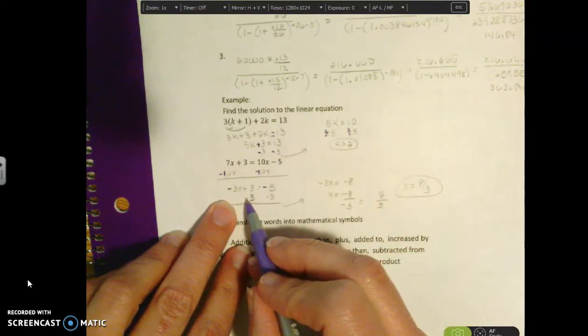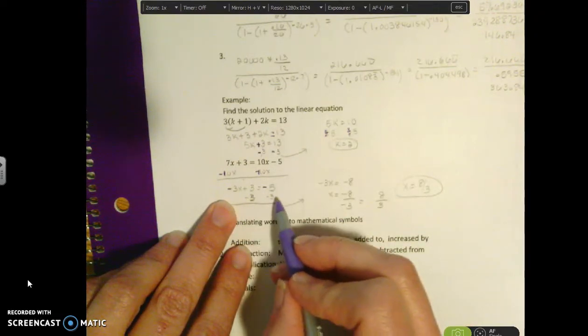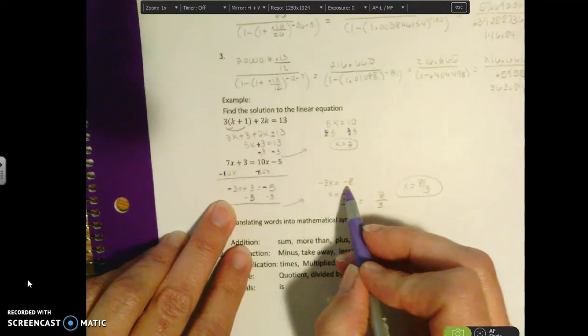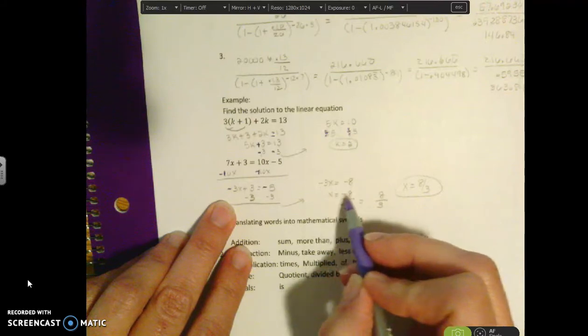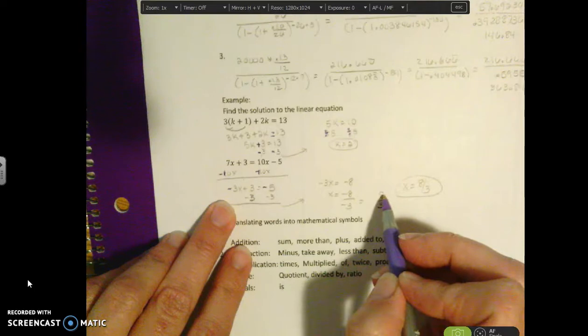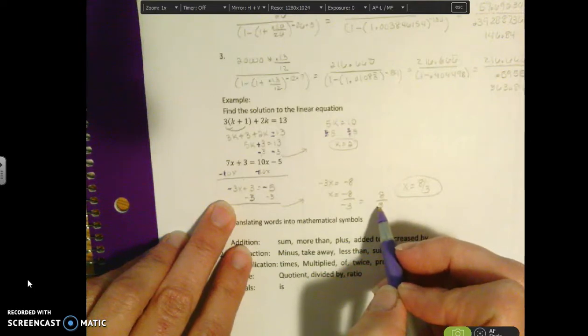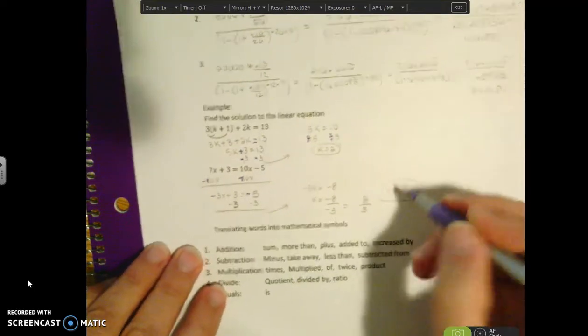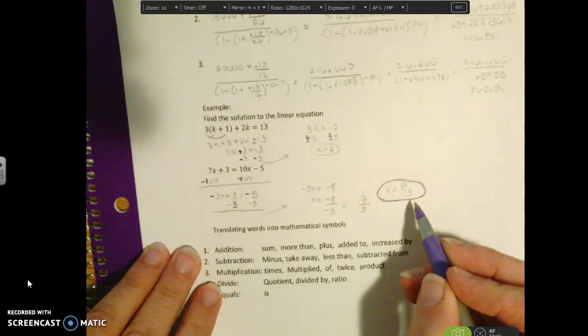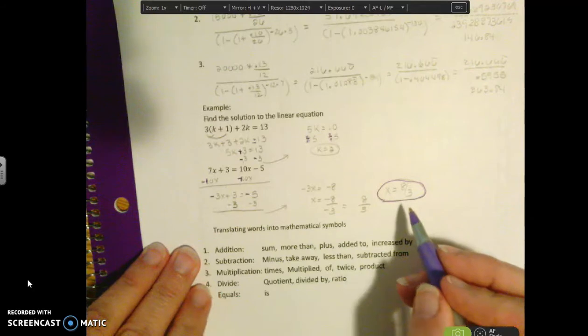So my next step is going to be to subtract 3 from both sides, just like I did up above. So I end up with negative 3 equals negative 8. And then I'm going to divide both sides by the negative 3. And so I end up with positive 8 over 3. So my solution to that problem would be positive 8/3. You don't want to round that off. You don't want to make it a decimal. You want to leave it as a fraction.